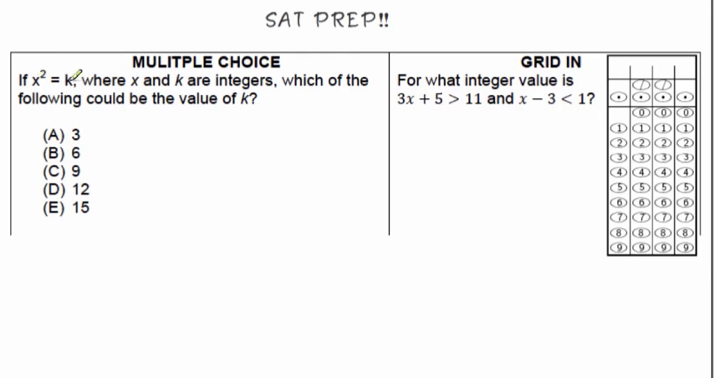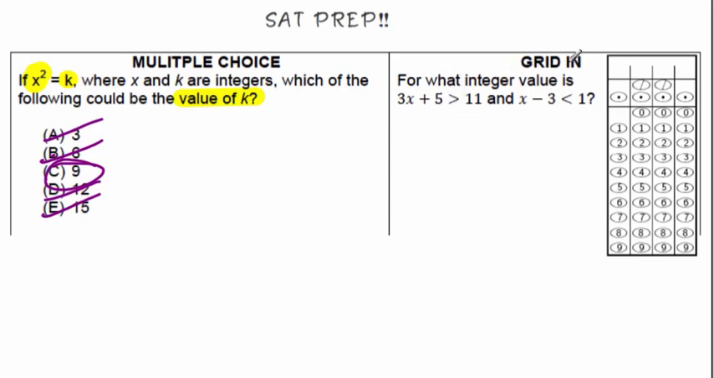X squared equals k. Well, that means that this number here is a perfect square. It's either 1, 4, 9, 16, 25, 36, blah, blah, blah. That's what x squared is. They want to know what is the possible value of k. So k is going to be one of those perfect squares. It has to be a number that you multiply times itself. So it's not that one, it's not that one, it's not that one, it's not that one. 9 is 3 times 3. That's the only number on here that is a perfect square. So that's going to be our choice for the multiple choice one.